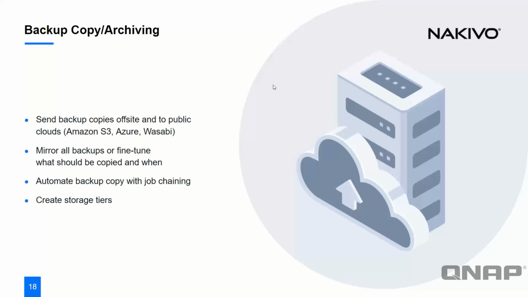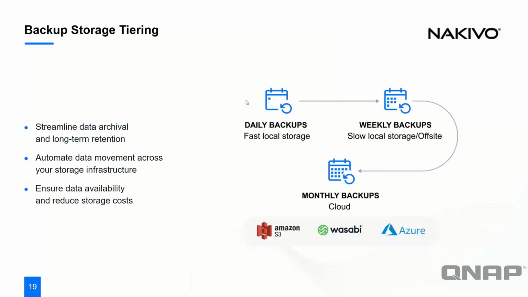And talking about the backup copy feature, this feature allows you to mirror all your backups and send them to the remote location. So you can send the copies offsite or to the public clouds, and you can automate all the processes with job chaining. And you can create backup storage tiering, where you can do daily backups to your fast local storage, then weekly backups to offsite, slow local storage, and monthly backups to the cloud, by creating multiple copies of your existing backup to be more protected from disaster or ransomware.